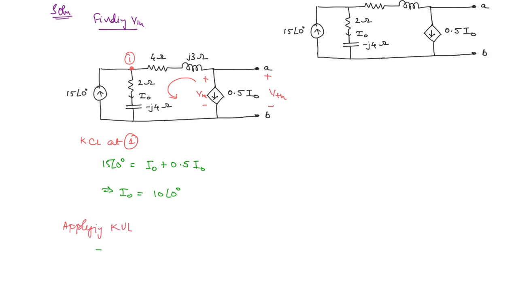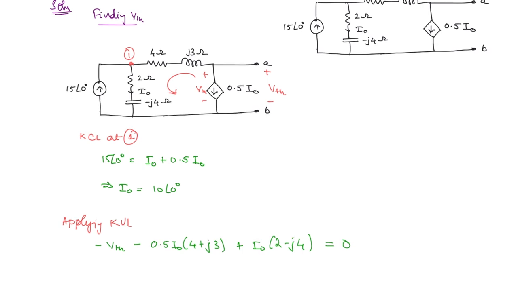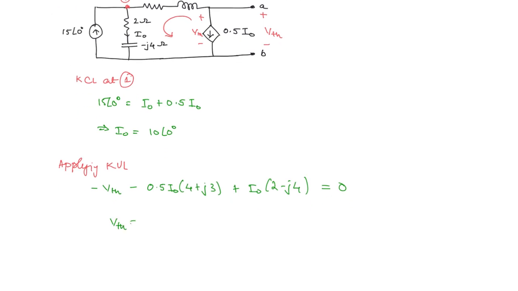we get minus VTH minus, here it will be minus because we are going in this direction and the current is flowing in this direction, 0.5 I0 times (4 plus j3), plus I0 times (2 minus j4), equal to 0. So from here VTH is equal to I0 times (2 minus j4) minus 1.5 times (2 minus j). You know I0 here, so the final value is going to be minus j55. So we have found the Thevenin's voltage.